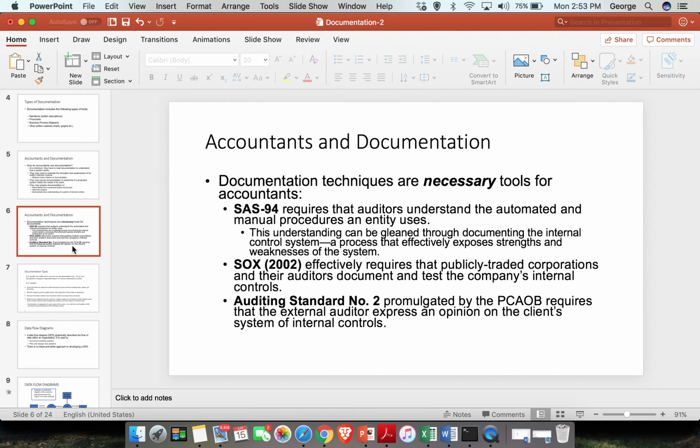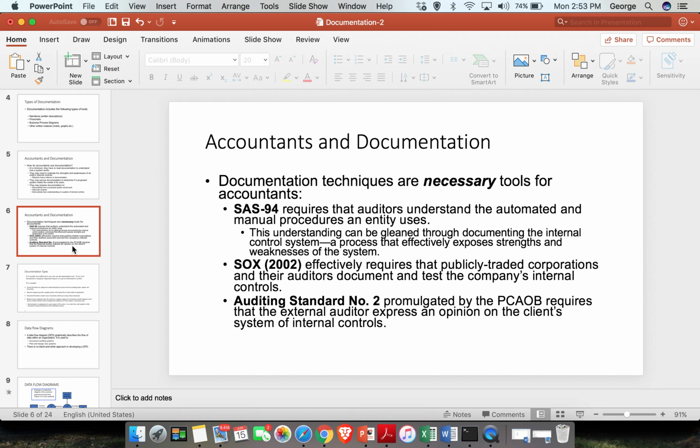So SAS 94, Statement on Auditing Standards, promulgated by the AICPA, requires auditors to understand the automated and manual procedures an entity uses. What better way than to look at a flowchart to understand those processes? SOX from 2002, the Sarbanes-Oxley Act, requires publicly traded companies and their auditors to document internal control and to test internal control standards. And then from SOX comes Auditing Standard Number 2 from the PCAOB, which requires you to express an opinion on the client's system of internal controls.